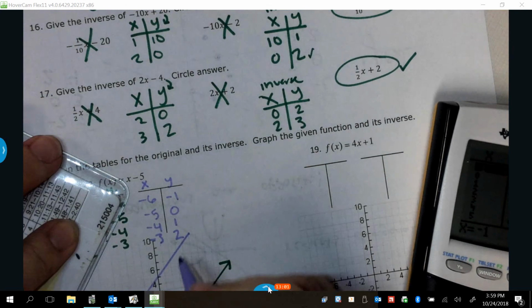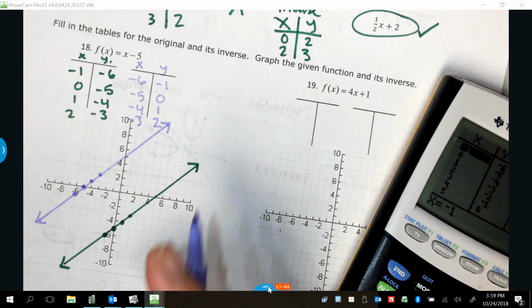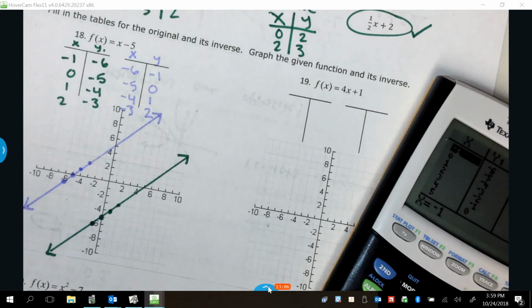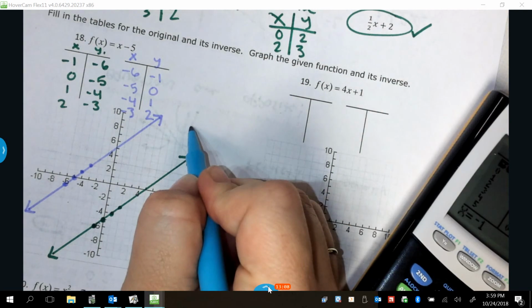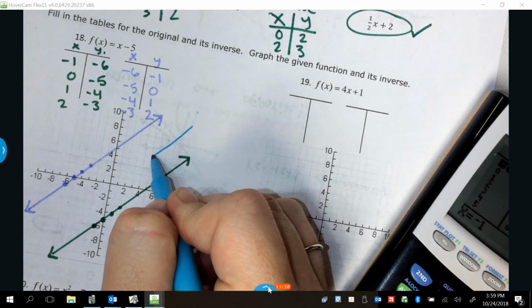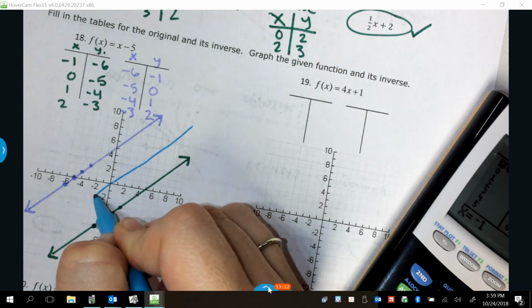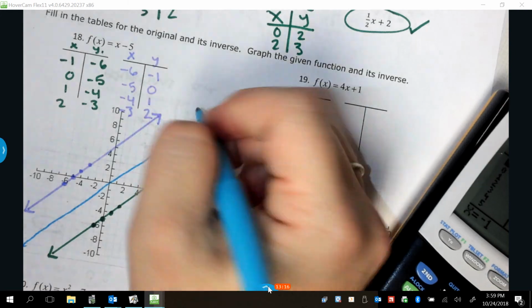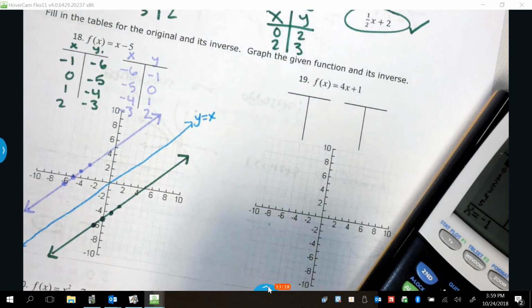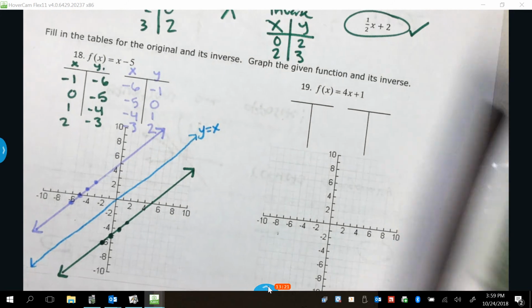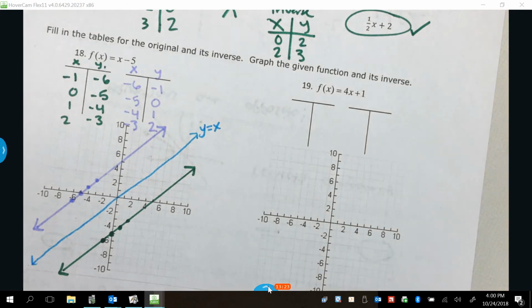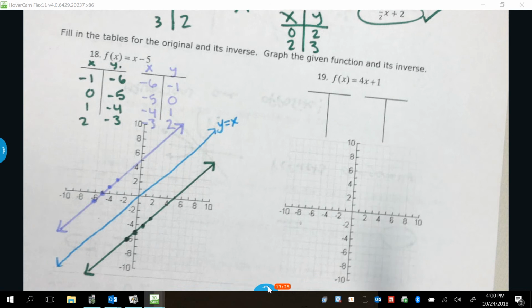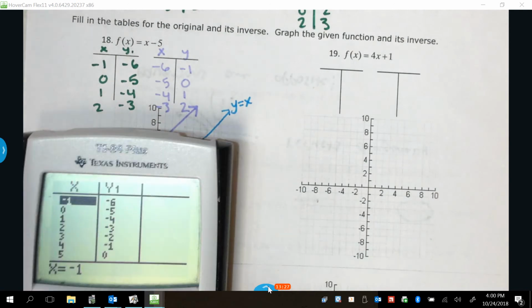If you notice, these lines are actually parallel, but they're equal distance from the y equals x, which is what it reflects over. I know I'm not drawing a perfect line, but it's close. They're equal distance from my y equals x, my reflection line. So that means I did it correctly. I graphed the inverse.